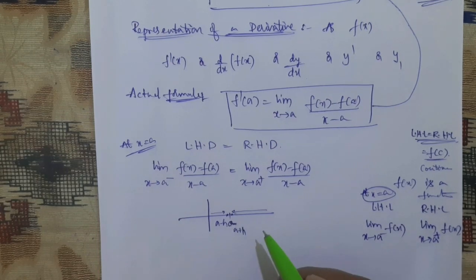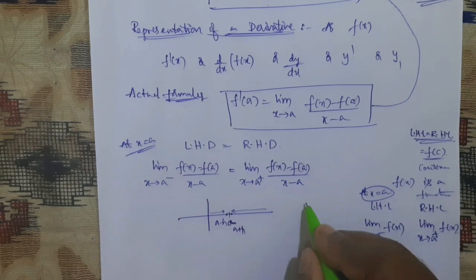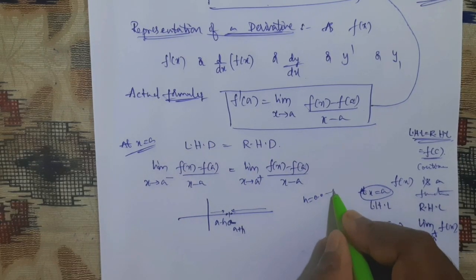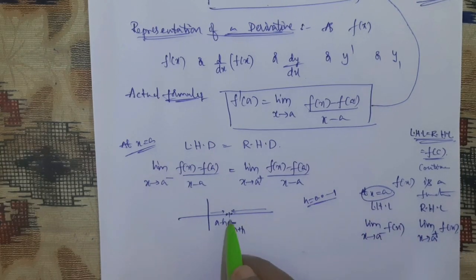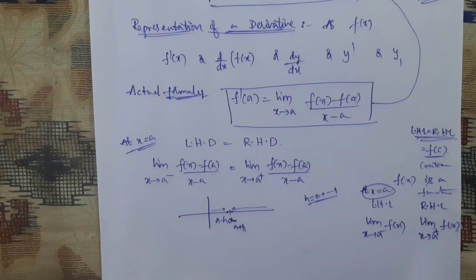For A means A plus H. For 2 means 2 plus H. For 3 means 3 plus H, like that. Why? Because here H is a very minute value. H means very small, like 0.0001. That rightmost value we will consider as A plus H, and the leftmost value we will consider as A minus H.